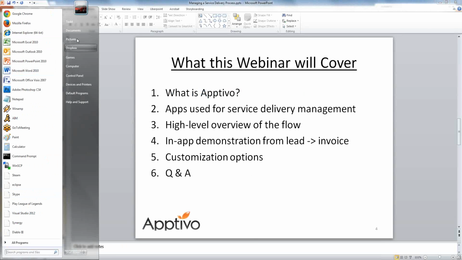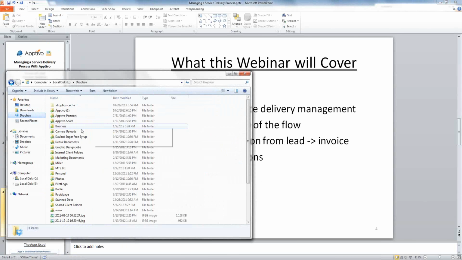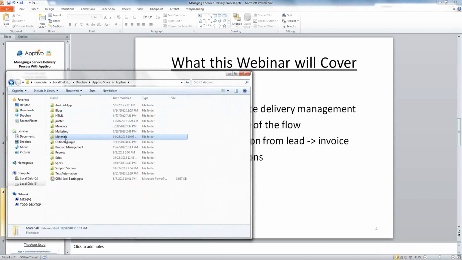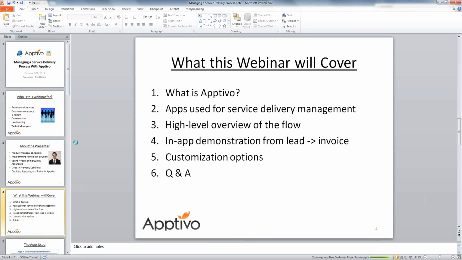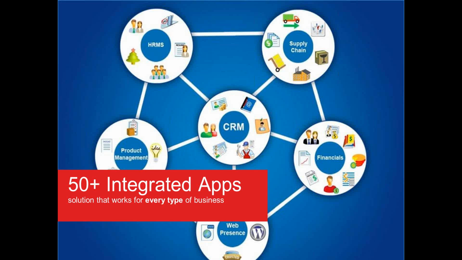I'm going to switch over slide decks. Probably should have built this all into one slide deck, but I'm going to open up my general Apptivo one just to get everybody caught up in case this is your first time. Apptivo is an online suite of business applications. They're all easy to use. The entire platform is very affordable. We have a single per user per month price, and our applications can talk to each other to automate an entire business process.